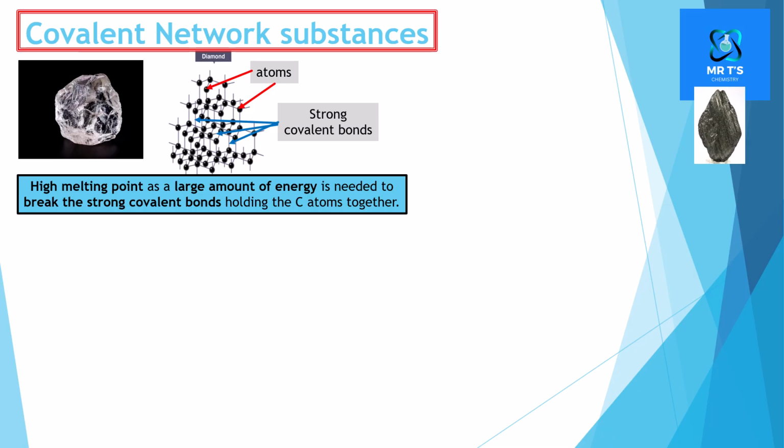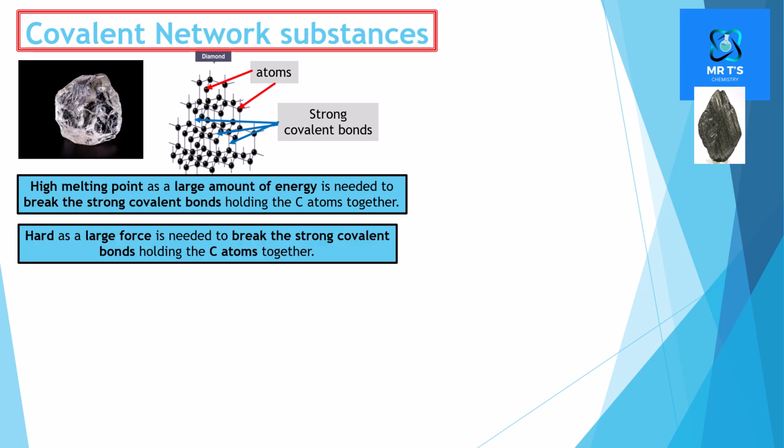Now, it has a high melting point because, remember, we have to talk about energy. A large amount of energy is needed to break the very strong covalent bonds holding the carbon atoms together. It is hard. Also, that's why you use diamonds to cut very hard substances, because when we're talking about hardness or softness, we talk about force. A large force is needed to break the strong covalent bonds holding the carbon atoms together.